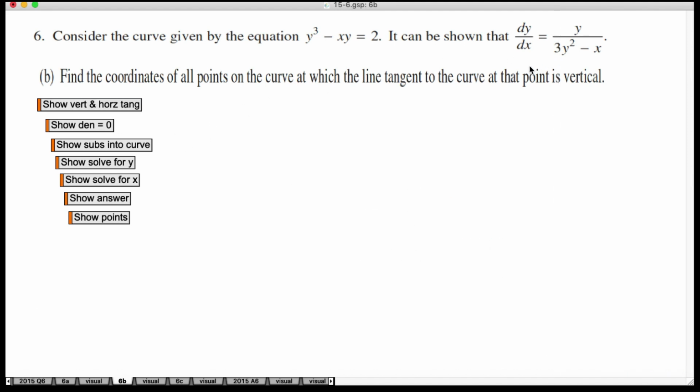So for this function here, if we want to know where there's a vertical tangent, that means the denominator of the slope function must be equal to 0. So that's the first thing we've got to do, is we set that equal to 0. So I set the denominator, 3y squared minus x, equal to 0. And then I realized you could just solve this for x. So there's x. Now the problem with this is there's two unknowns.